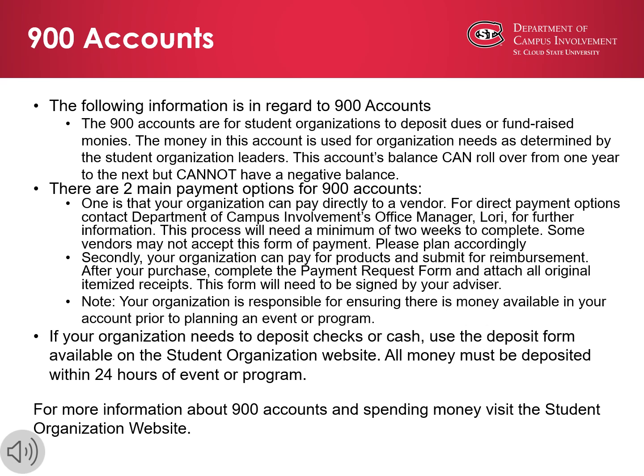All money must be deposited within 24 hours of the event or program. For more information about 900 accounts and spending money, visit the student organization website.